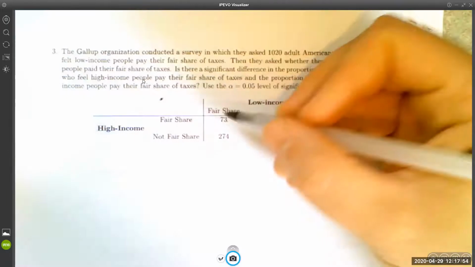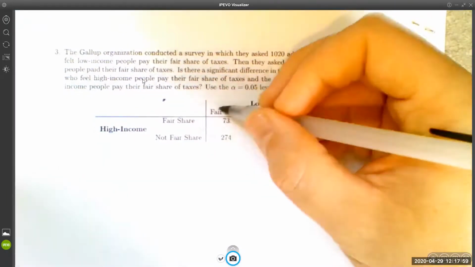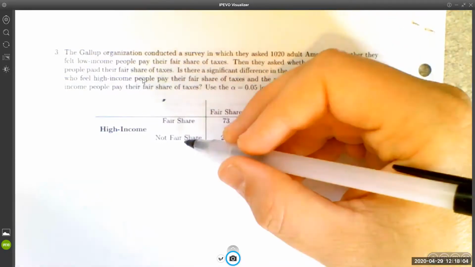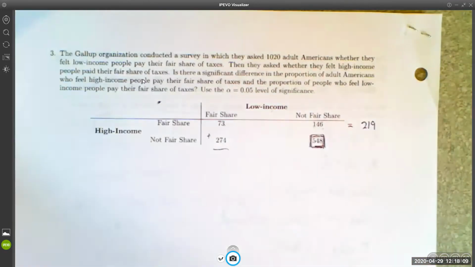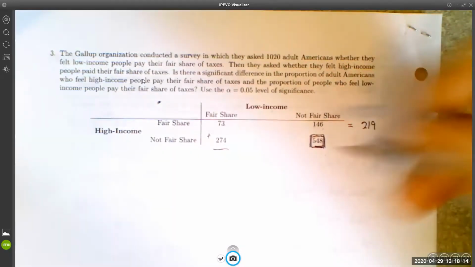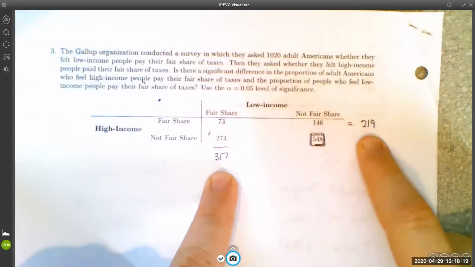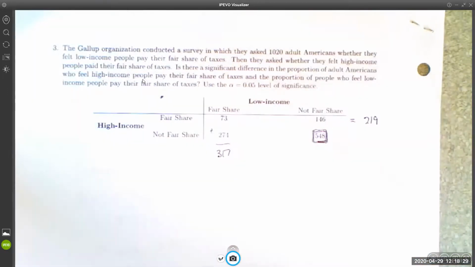On the other hand, the total number of people who feel low-income people pay their fair share, that would be the 73 who said both high-income and low-income people pay their fair share, plus the 274 people who said high-income people don't pay their fair share, but low-income people do. So that would be 73 plus 274. That comes out to 317. Okay, so that's quite a difference, right? In this particular survey, 219 people said high-income people pay their fair share, and 317 people said low-income people pay their fair share. And that's a pretty substantial difference, I would say.